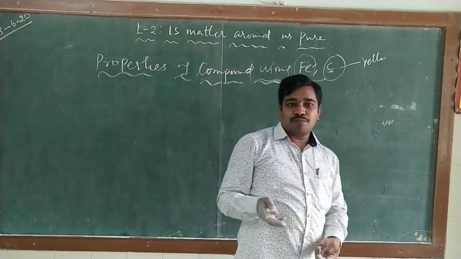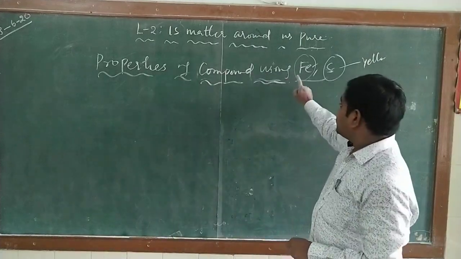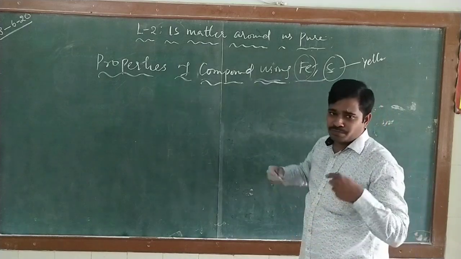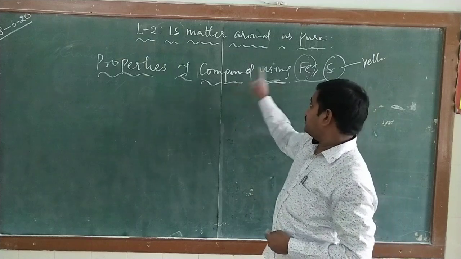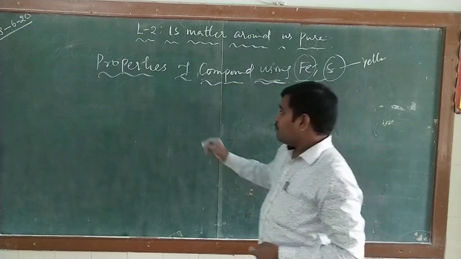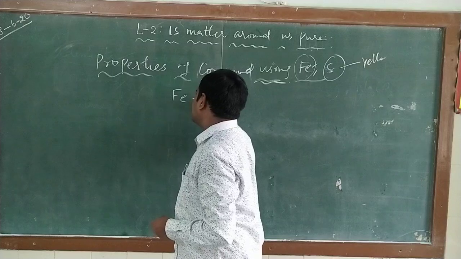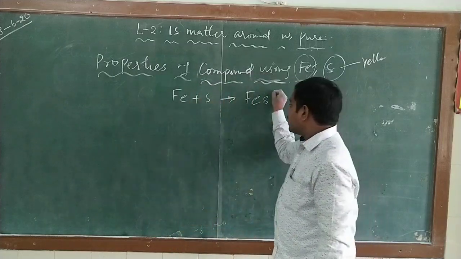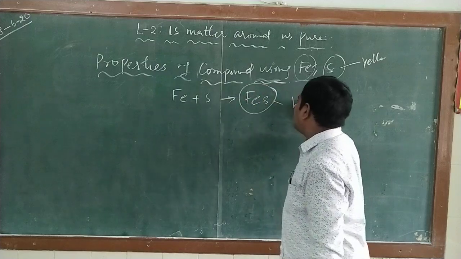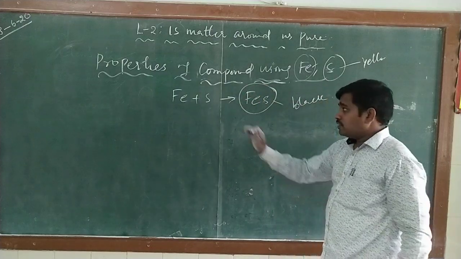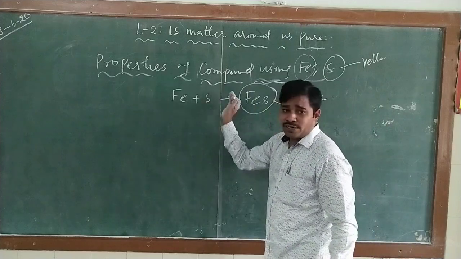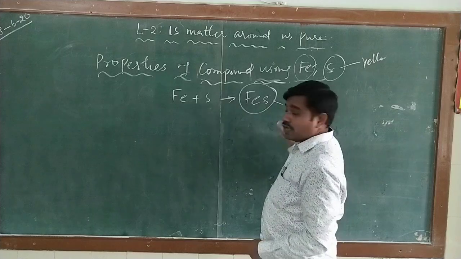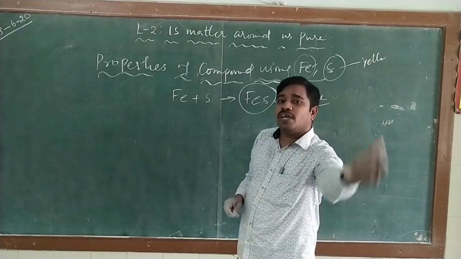Next we are going to study properties of a compound by using the same iron and sulfur. In mixtures, we separated iron and sulfur by using a process. But when you are preparing the compound, when we heat the iron and sulfur, we are going to get iron sulfide. The color of the iron sulfide is black. Before we heat, the sulfur is yellow in color. But when we mix the iron and sulfur and heat, we get iron sulfide and it is black in color.